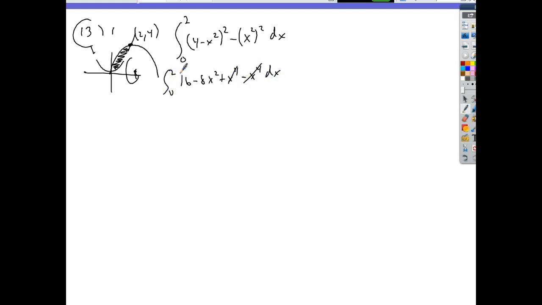Oh, I like this problem. What are you doing over there? 0, 2. That gives me 32 minus 64 thirds minus 0. Got 0. So 96 minus 64, so 32 thirds. Times pi. I didn't put pi down. That's awesome.